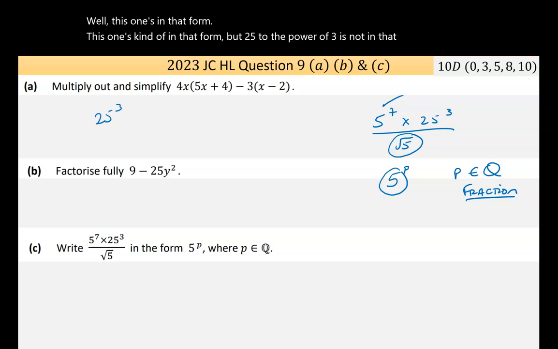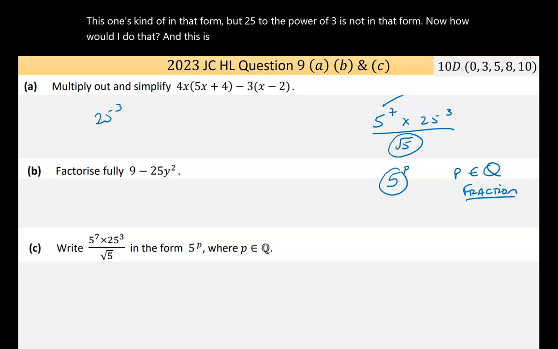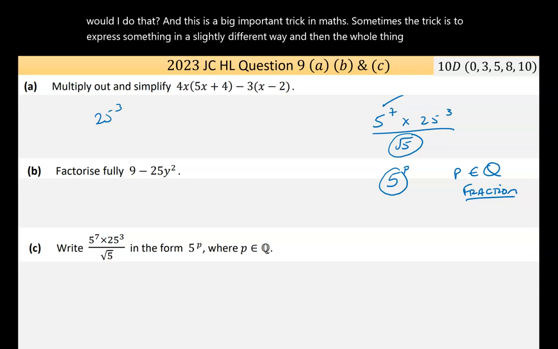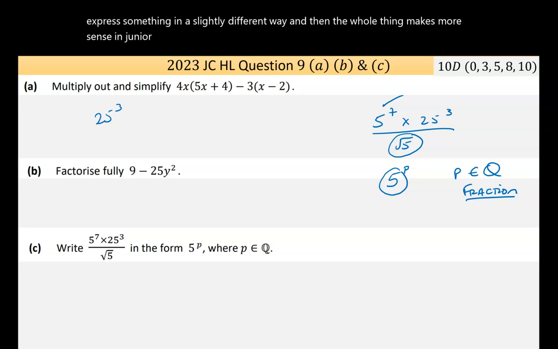Now, how would I do that? And this is a big important trick in maths. Sometimes the trick is to express something in a slightly different way, and then the whole thing makes more sense. And in Junior Cert higher level, that's true. Maybe even more so for Leaving Cert higher level.